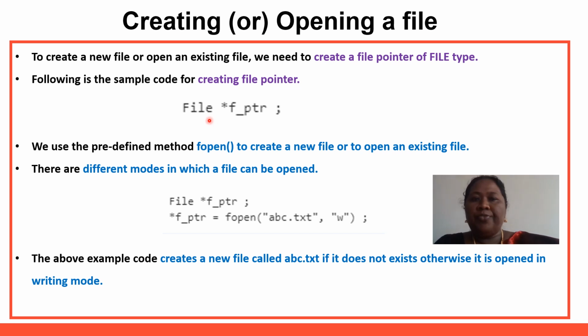If you want to create a file, you have to create a file object, and for this you have to create a pointer. This pointer we have labeled as f underscore ptr. It is a normal user defined variable only. So FILE followed by the pointer. This is the basic syntax for creating a file pointer.